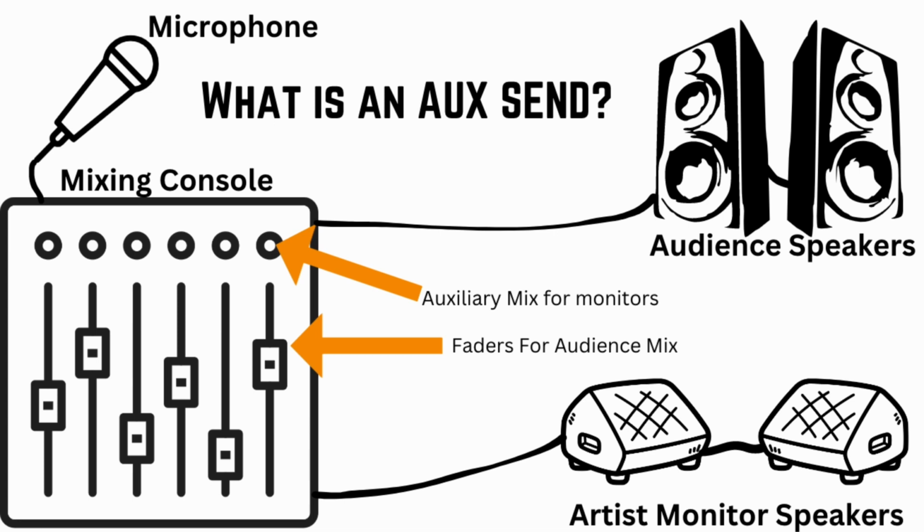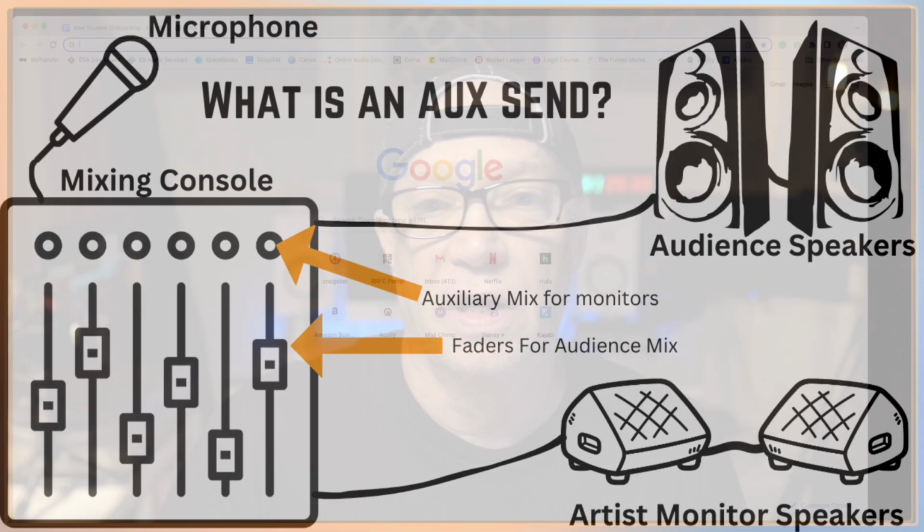This is a great explanation of auxiliary right here. It's a separate mix. It's like another mix. One's for the audience and one is for the musicians to hear themselves. That comes in really handy when the musicians do want to hear what they're doing. Same as in the studio, you can send an auxiliary send out of your DAW to the headphones. You can make it pre-fader or you can make it post-fader.